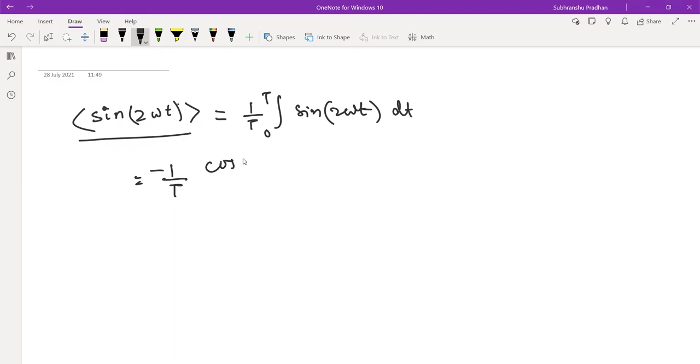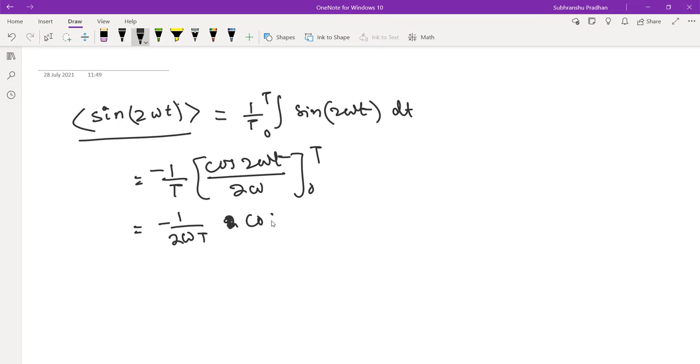minus cos 2 omega t upon 2 omega, from 0 to t, because cos derivative is minus sine and sine integration is minus cos, and 2 omega will be divided if you know the basic integration of trigonometric function. So it is 1 upon, I'll take outside 2 omega t, this will become 2 cos 2 omega t minus cos 0.